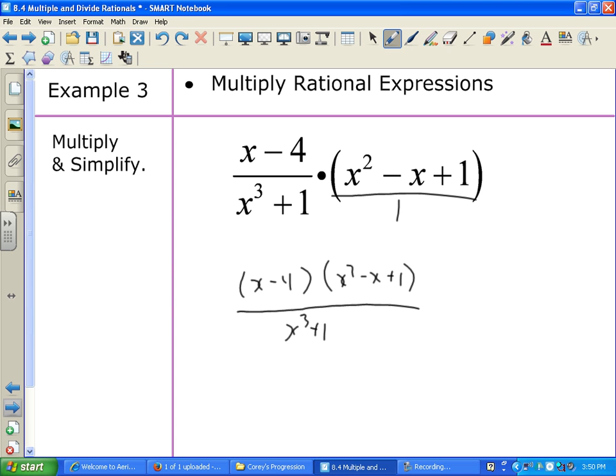Some of you guys are going to ask, well, how come I can write it under one roof? Remember, when we multiply fractions, we multiply the top and then we multiply the bottom. So x cubed plus 1 times 1 is x cubed plus 1. Up top, x minus 4 times x squared minus x plus 1. I'm going to leave that as factored.